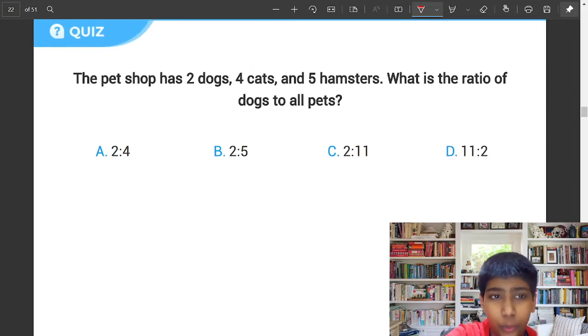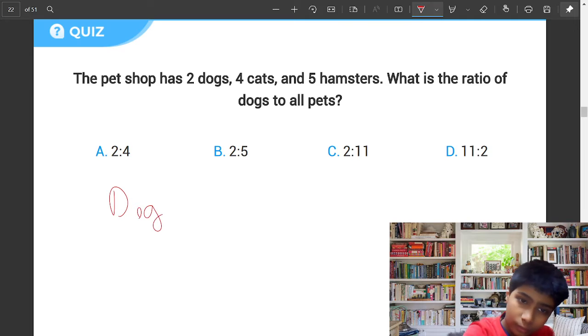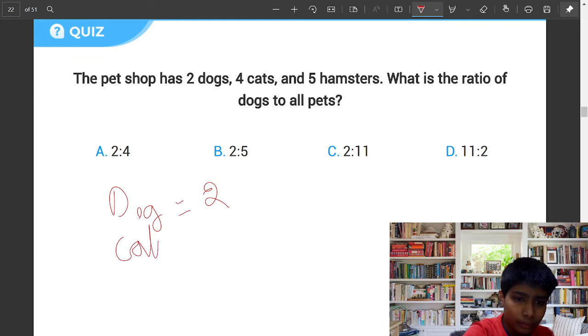Second quiz. You can answer this in the chat box. The pet shop has 2 dogs, dogs equals to 2, cats equals to 4, hamsters, I'll not write it fully.